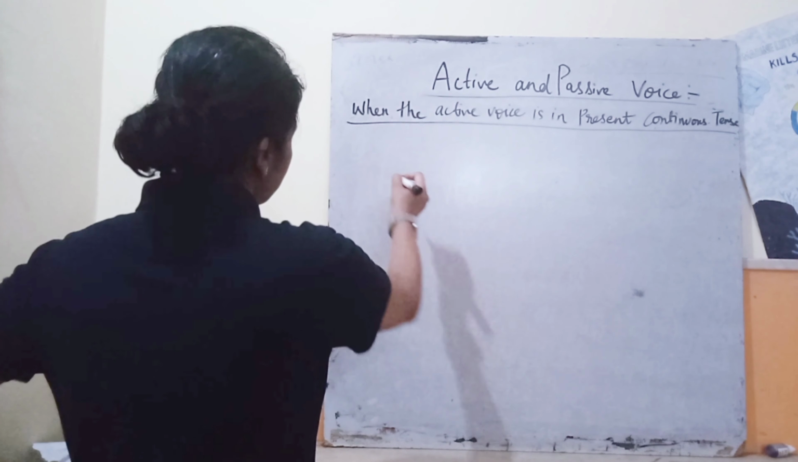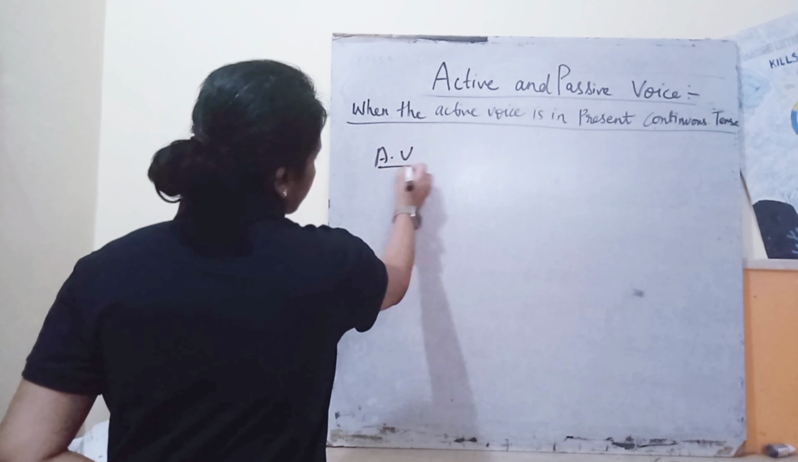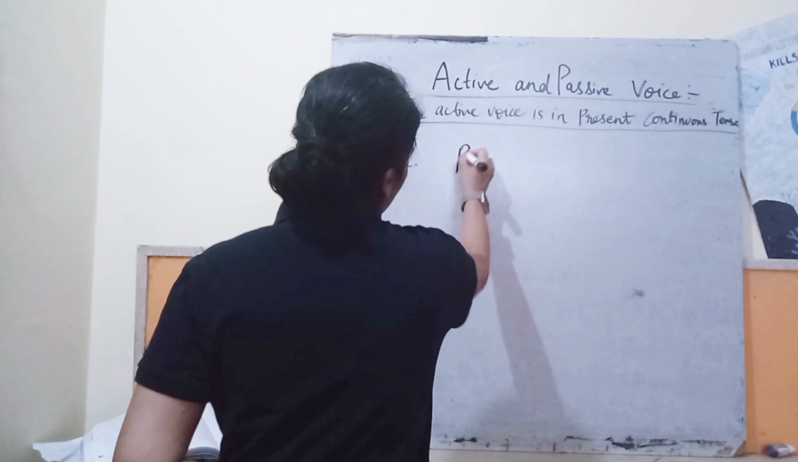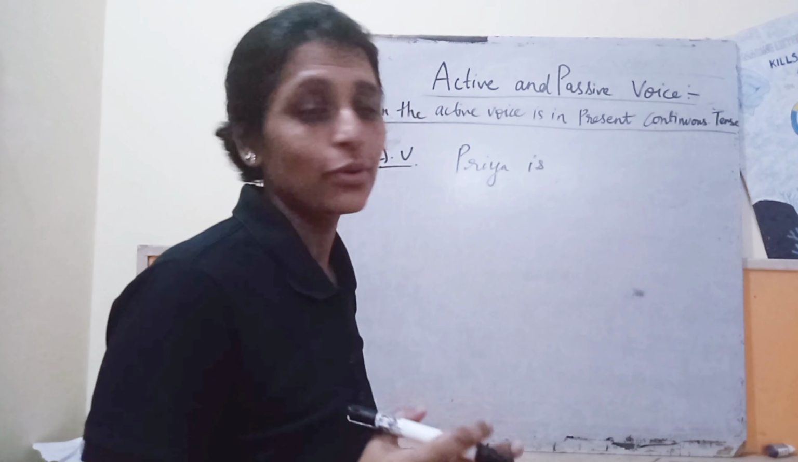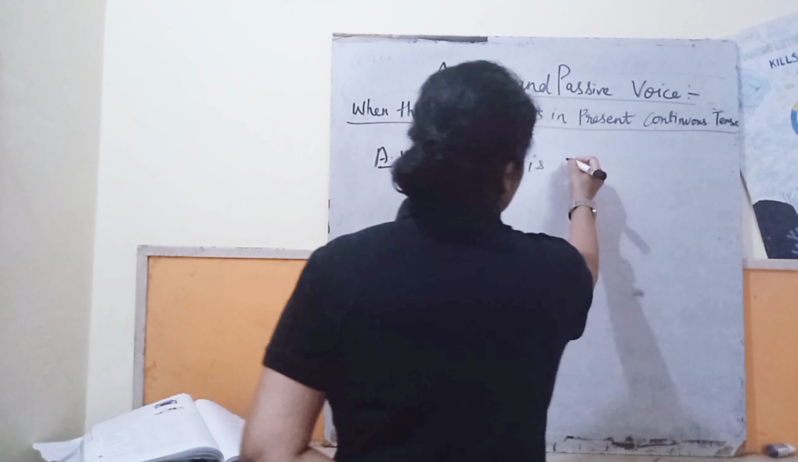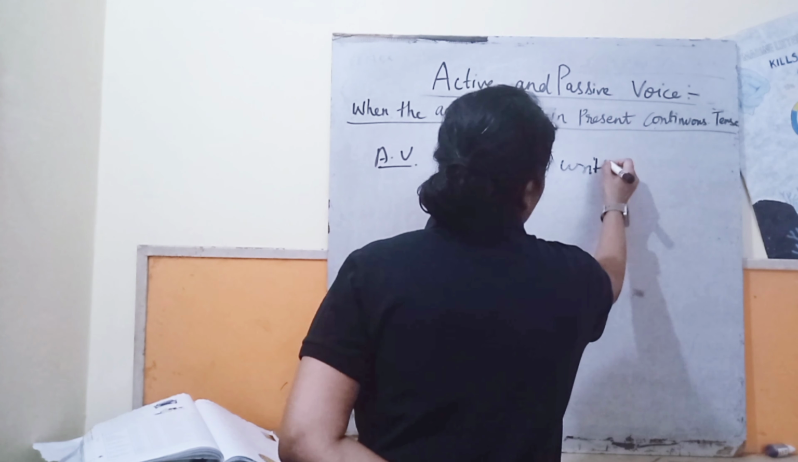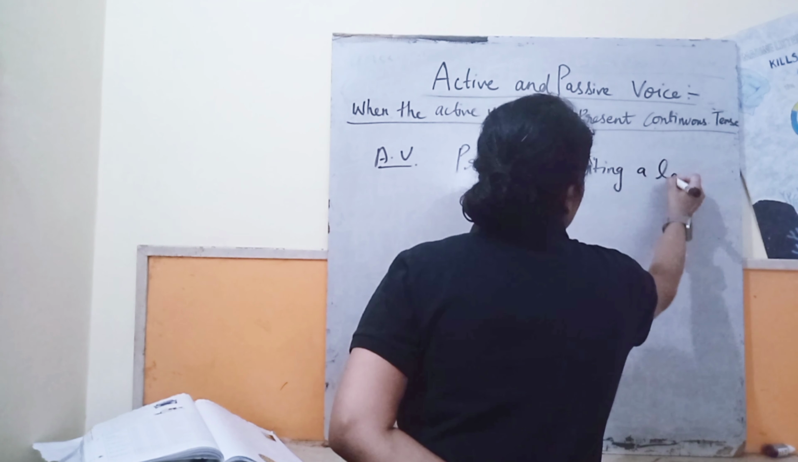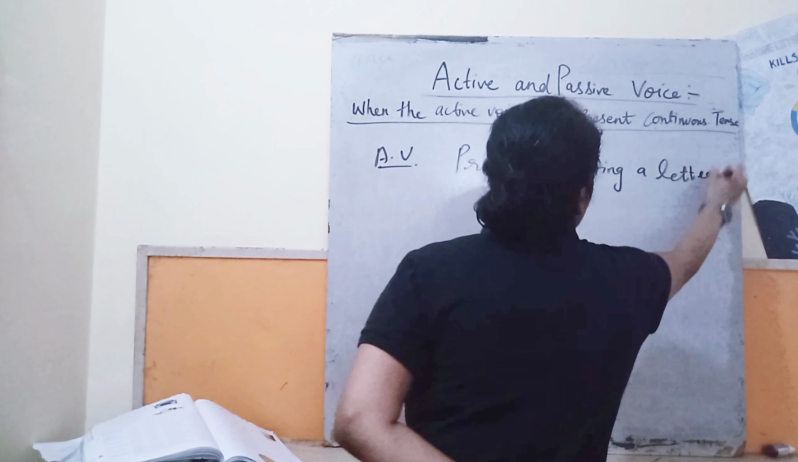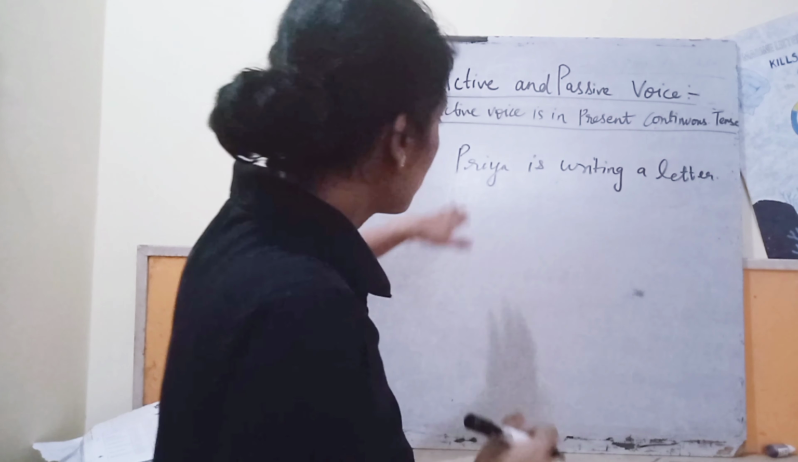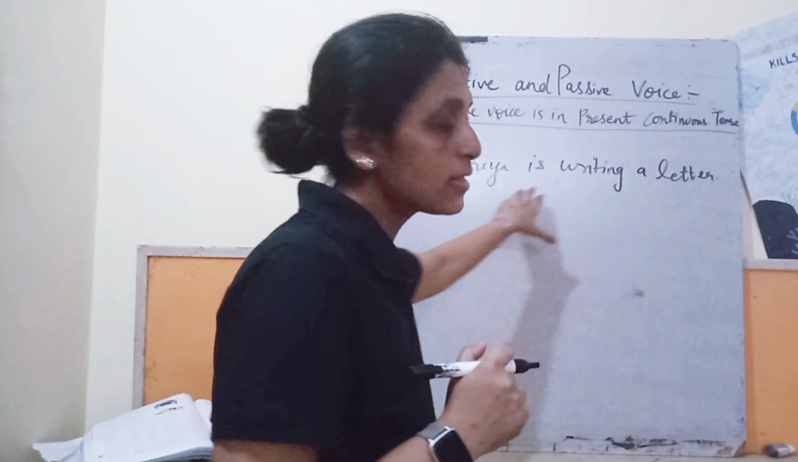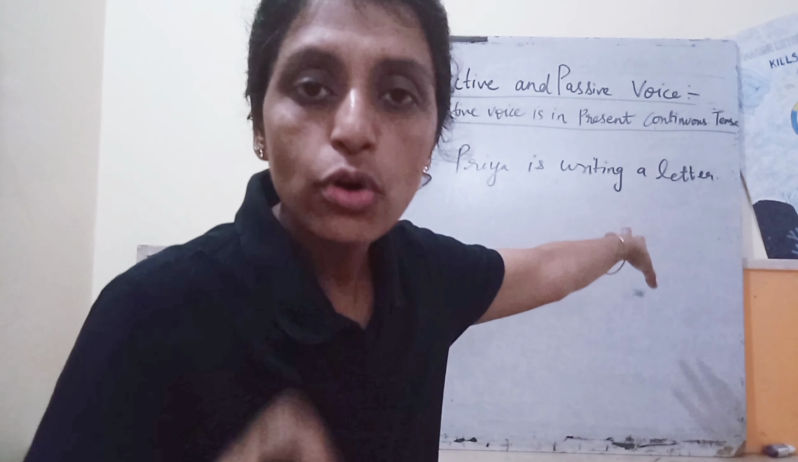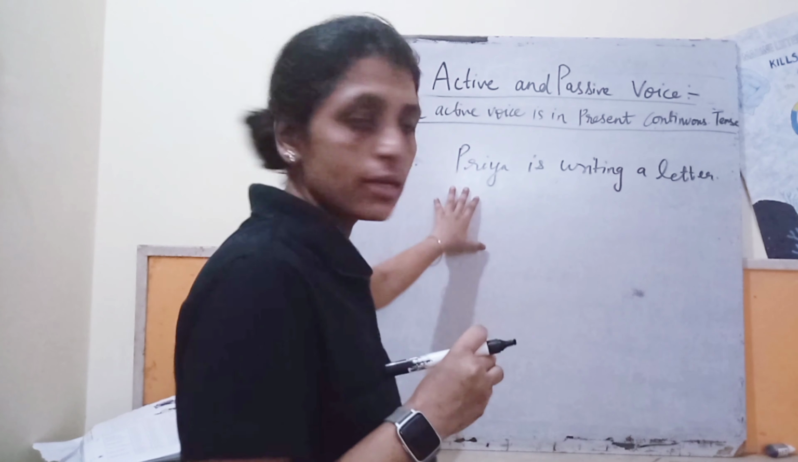So children, in active voice, if I am writing, Priya is writing a letter. I hope you are fine with the tenses now. Here it is in present continuous tense. Priya is the subject.